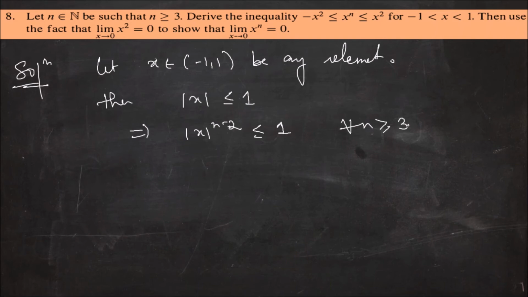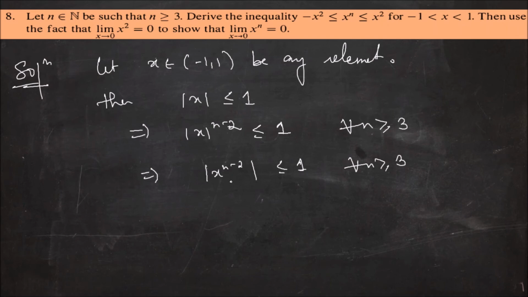So for any n greater than or equal to 3, this is true. Why? Because |x| is less than 1. So if I take any power of |x|, that number is still less than or equal to 1. Now I can write this as this. So this implies I can take this power inside using the modulus property. So this is less than or equal to 1 for all n greater than or equal to 3.